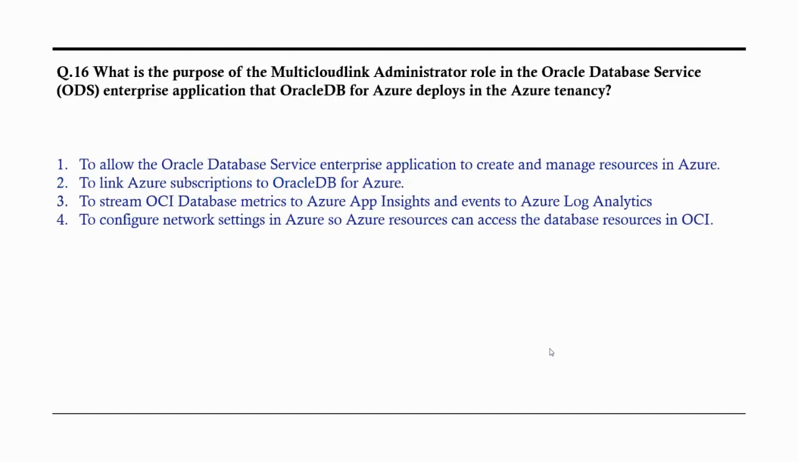Question 16. What is the purpose of the multicloud link administrator role in the Oracle Database Service enterprise application that Oracle DB for Azure deploys in the Azure tenancy? The correct answer here is answer one. With the multicloud administrator role, you allow the Oracle Database Service enterprise application to create and manage resources in Azure. Hence, you require this role.